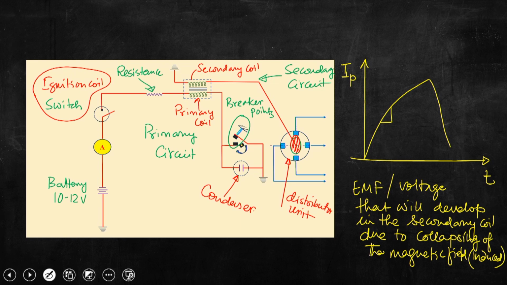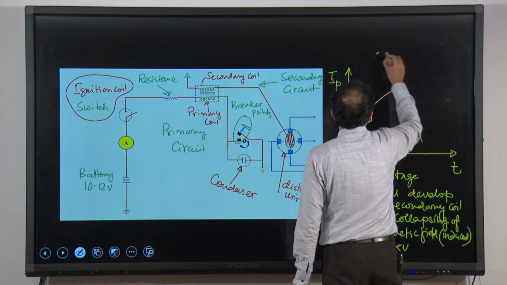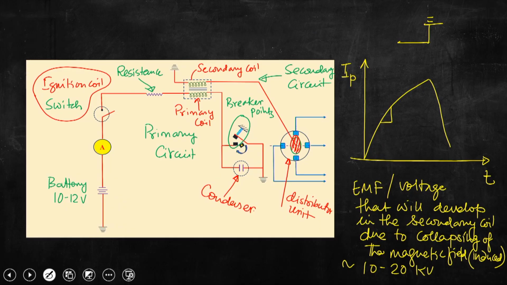Okay. So, because of this collapsing of the magnetic field, the voltage that will develop in the secondary coil is of the order of 10 to 20 kilovolt. As such, this much voltage is needed. If we now draw the spark plug, it is like this. The small gap in the spark plug is a 1 to 1.5 mm spark gap. To break the resistance of this small gap, we need this high voltage of 10 to 20 kilovolt.